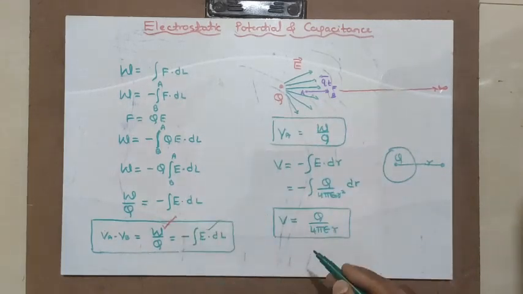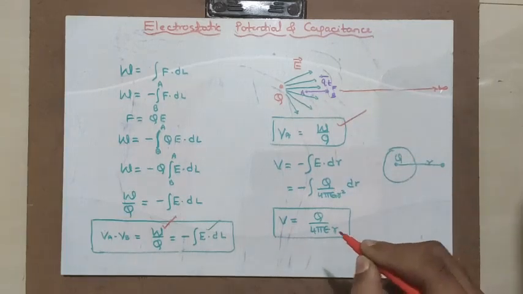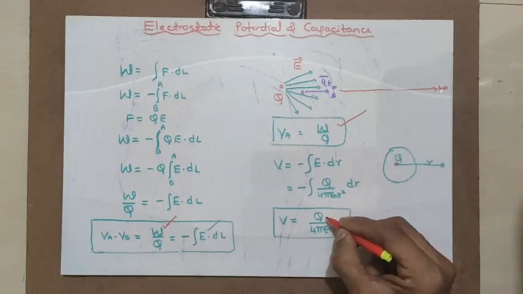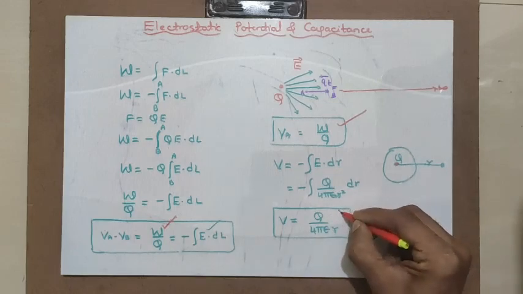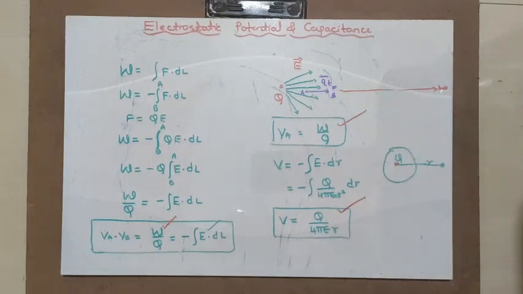In this first board, you have understood two very important things. One is potential is work done per charge, and potential of a point charge can be given by Q upon 4 pi epsilon R. Please keep in mind these two formulas.